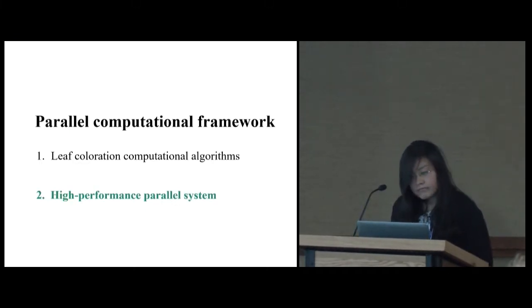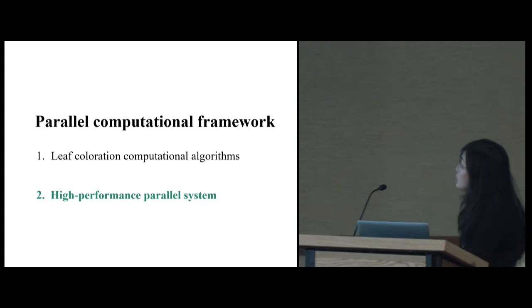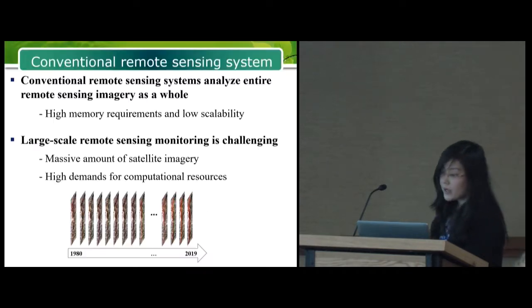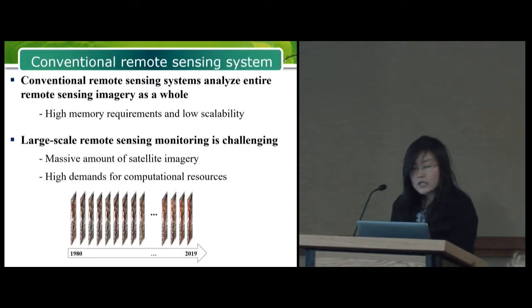And then we think about large-scale mapping. The second component of this framework is the high-performance parallel system. Here, I will briefly introduce the conventional remote sensing systems.